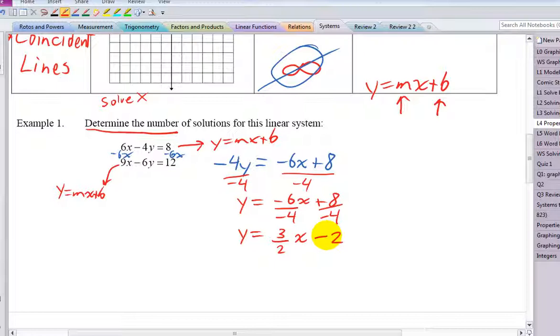Okay, go ahead and do the other one now. Do the bottom one if you haven't done so. I'll give you a few minutes.